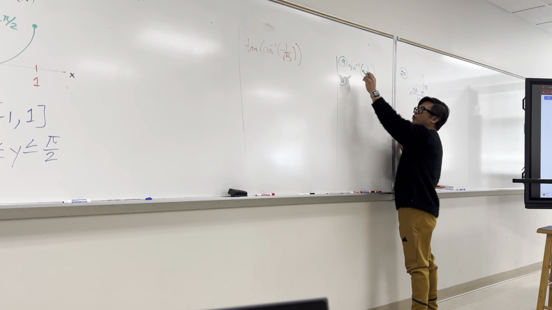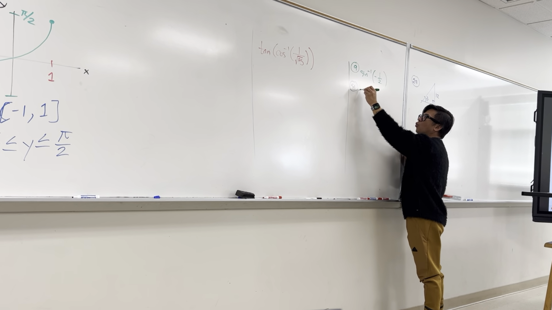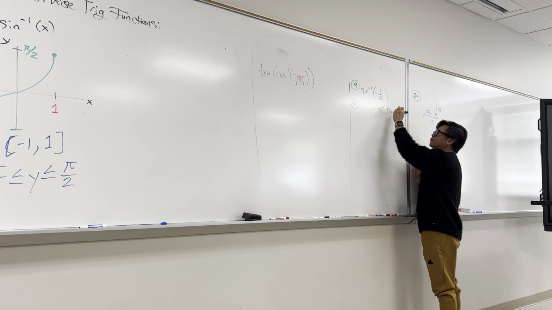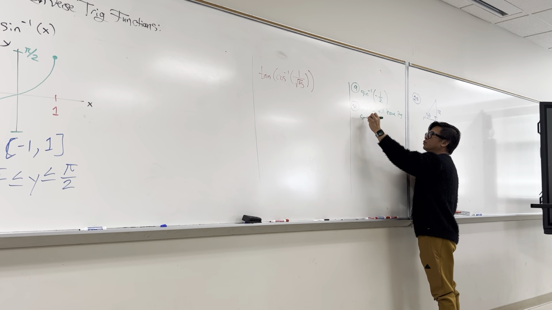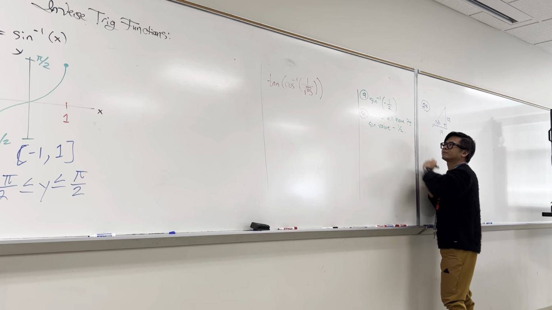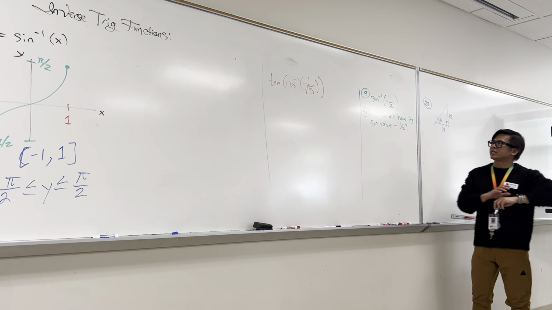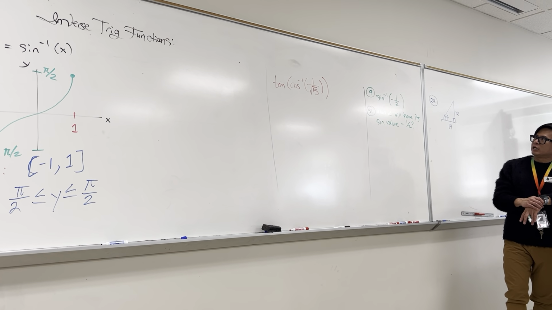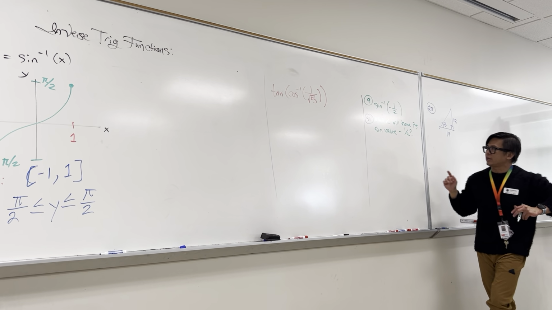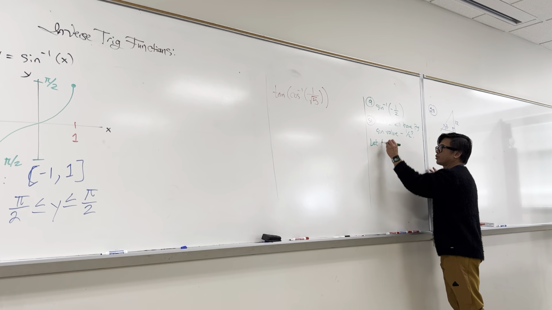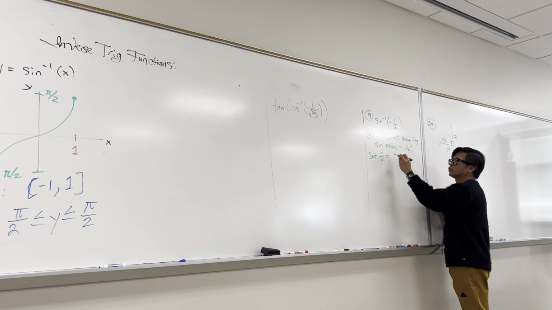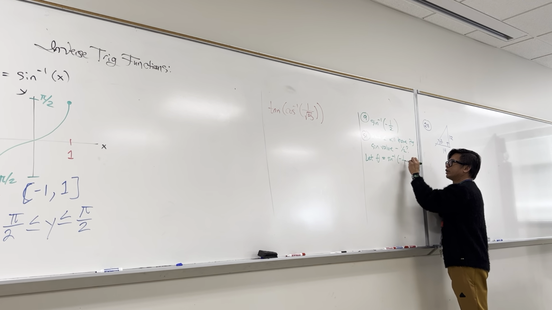What does it mean? Well, first of all, when we say sine inverse of negative 1/2, it means what angle measure will have its sine value equal to negative 1/2. So that's what it means. With that being said, let theta, typically the Greek letter symbol for angle, be equal to sine inverse of negative 1/2.